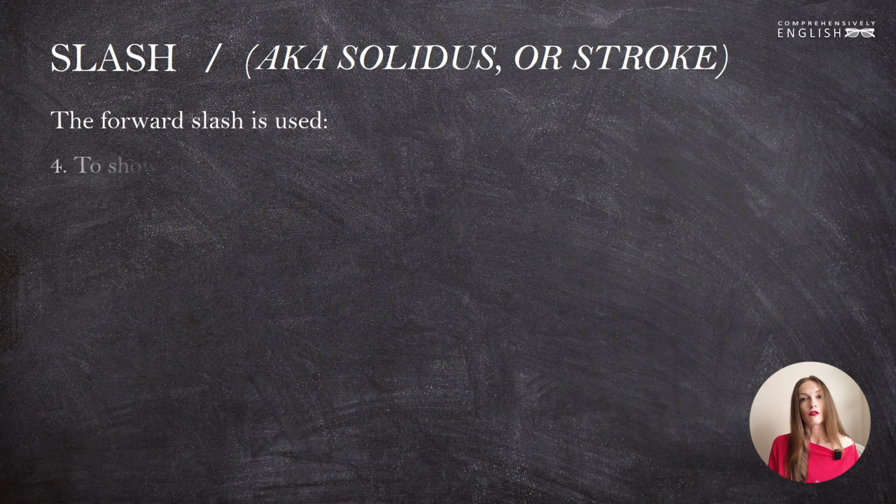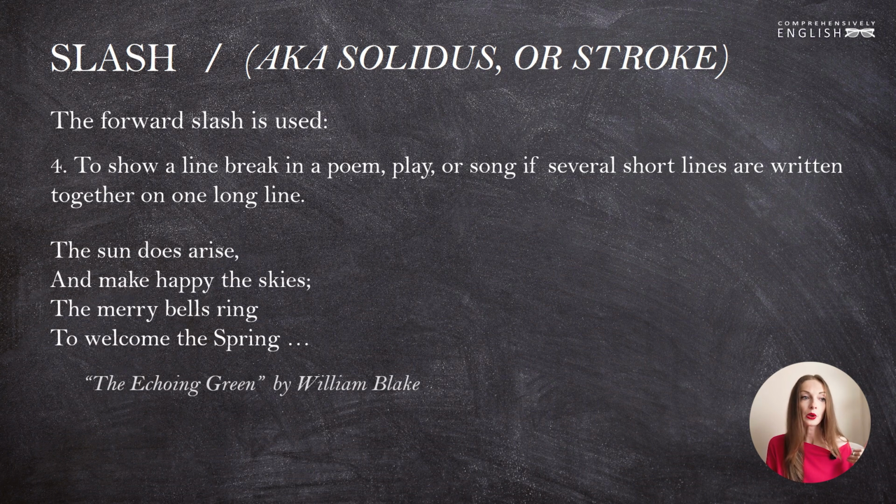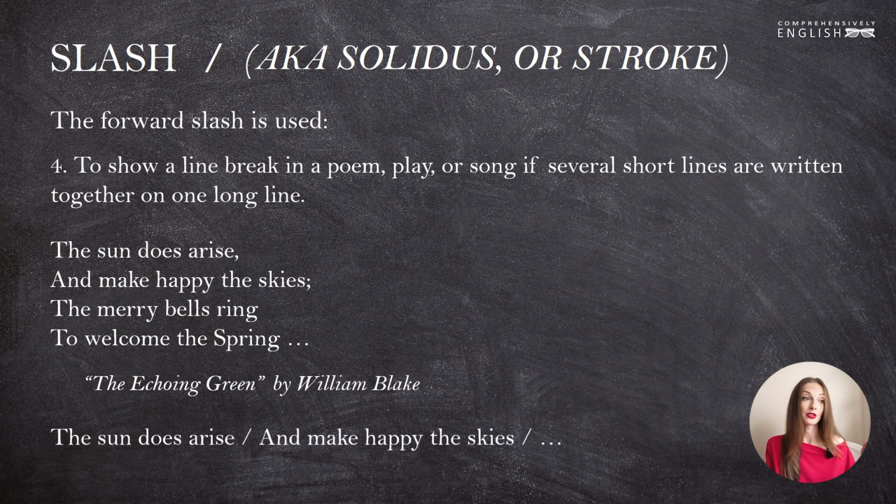Another application of the forward slash is to show a line break in a poem or in a song. This happens when we need to write several short lines in one line. For instance, let's look at this poem, The Echoing Green by William Blake. The sun does arise and make happy the skies. The merry bells ring to welcome the spring. If we want to write those short lines of the poem in one long line, we will use slashes. We will write the sun does arise, slash, and make happy the skies, slash, and so on.